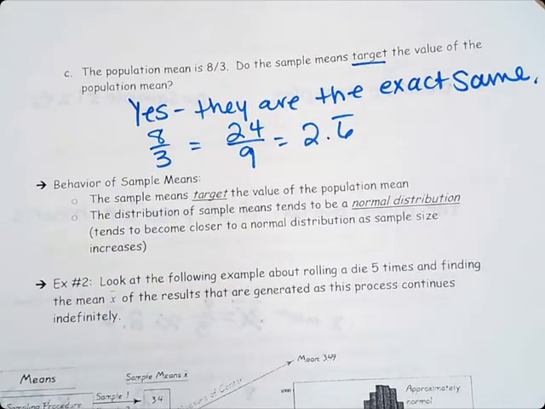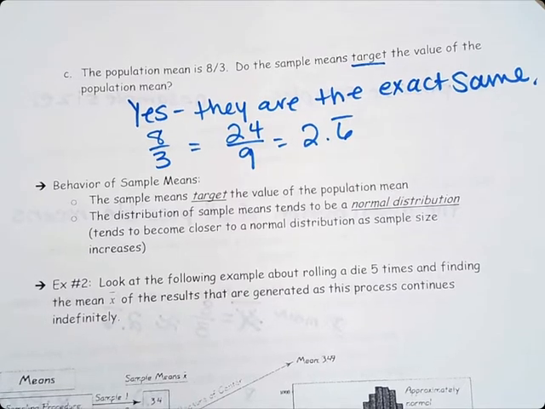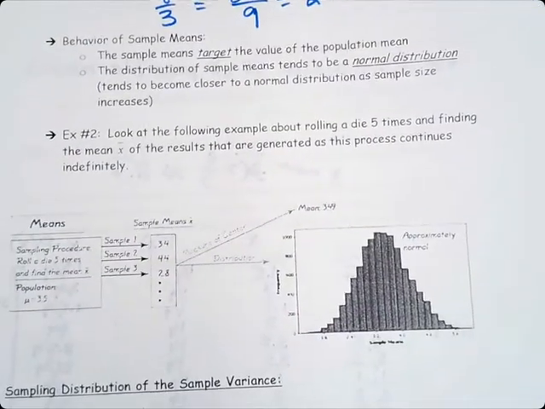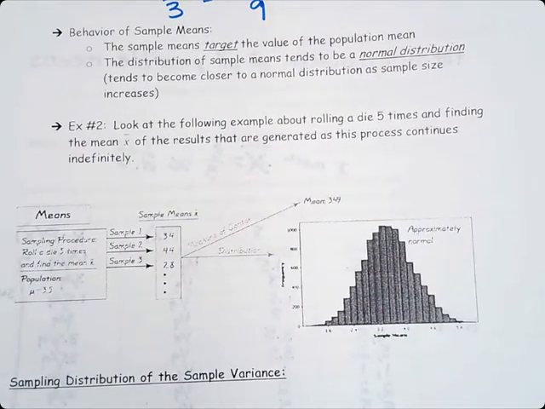And there's a reason for this, because it says behavior of sample means. The sample mean targets the value of the population mean. The distribution of sample means tends to become closer and closer to a normal distribution as the sample size increases. So look at the following example about rolling a die 5 times.